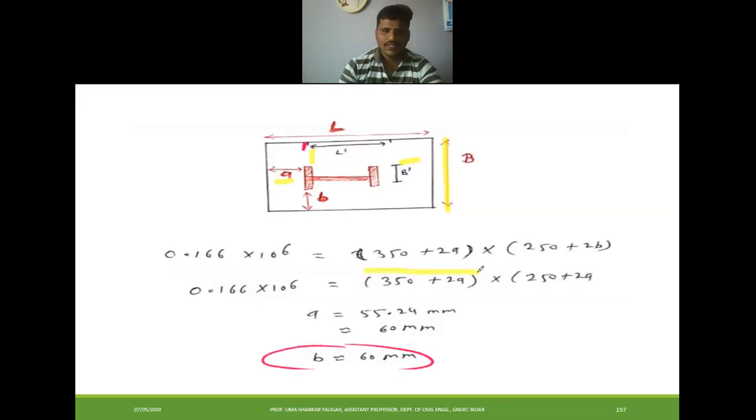Therefore, the height of the section is how much? This is L dash is equal to 350 plus 2A, we don't know A. And similarly your B is equal to what? B dash plus 2B. Okay, this is 250 plus 2B, where B dash we will get from your steel table.